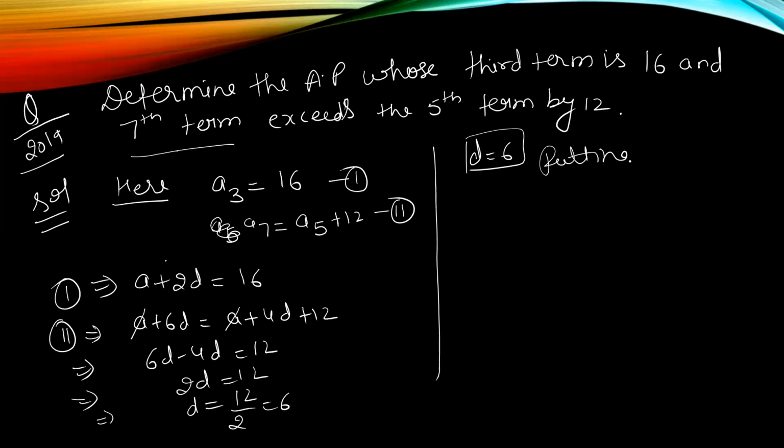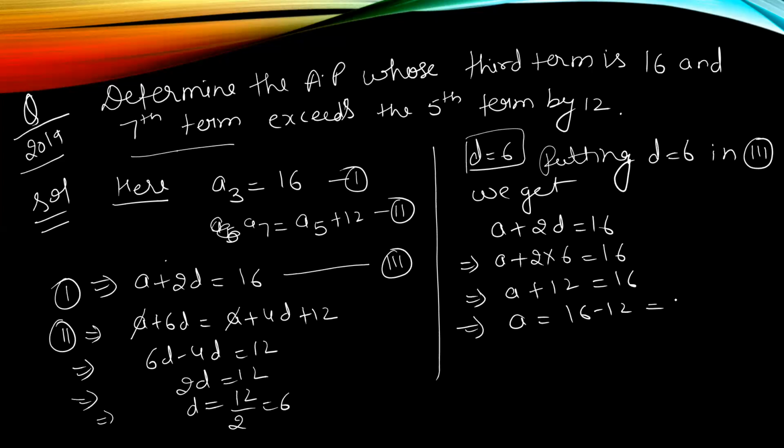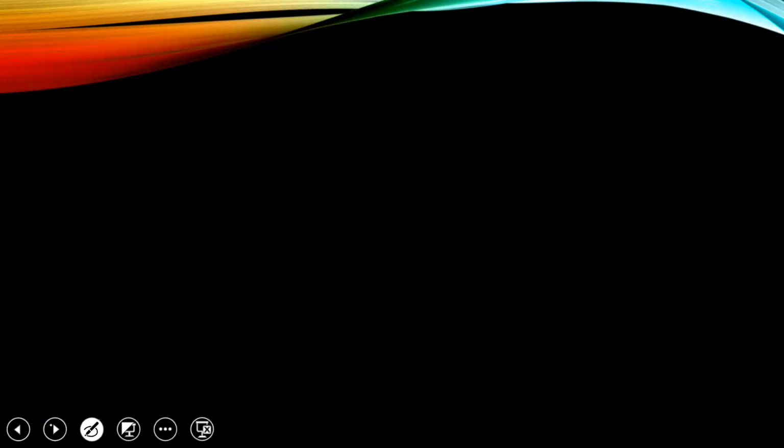Putting d equals 6 in equation number 3, we have a plus 2d equals 16, which can further be written as a plus 2 into 6 equals 16, which implies a plus 12 equals 16. That is, a will be 16 minus 12, which is 4. So the value of a is 4. Now we just need to make the sequence. So let's make the sequence on the next page.